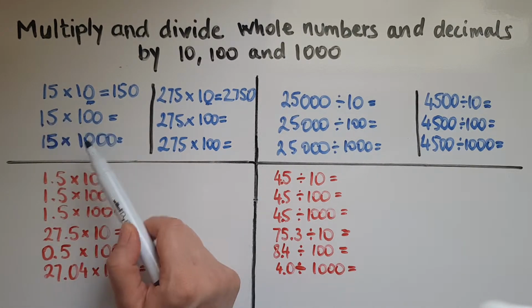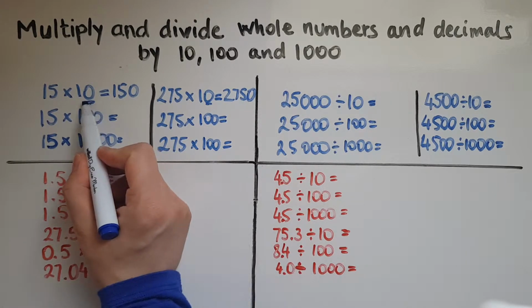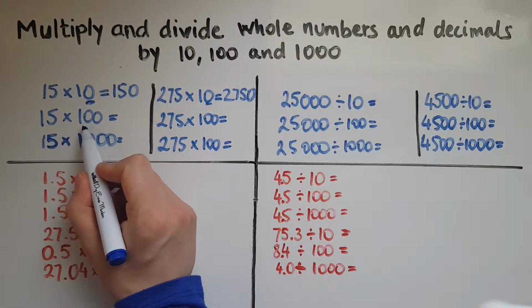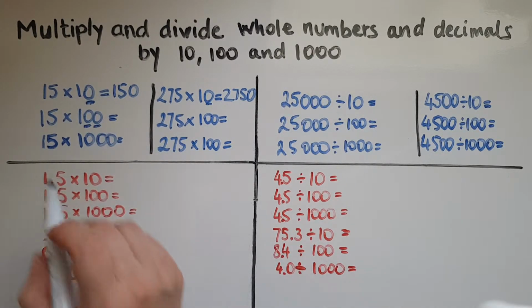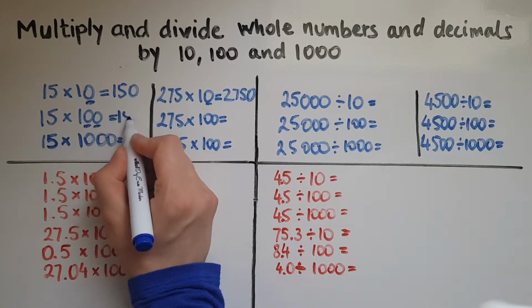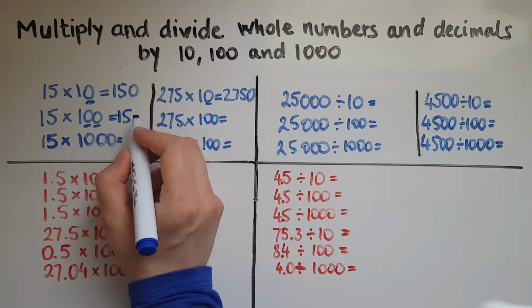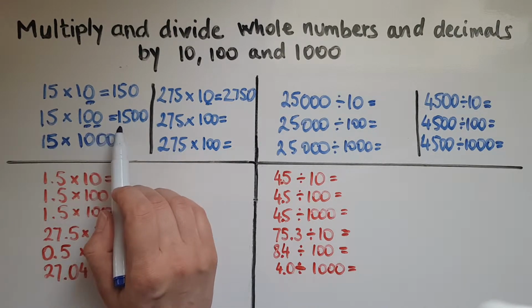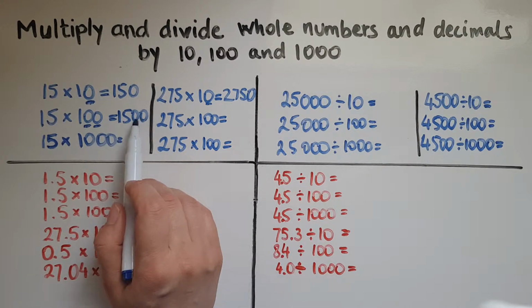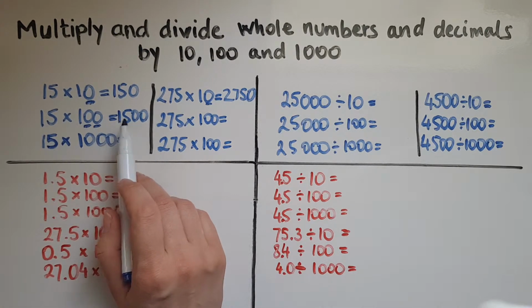15 times 100, what do you think is going to happen now? Now, I underlined the 0 when we multiplied that by 10, so I'll underline the zeros again when multiplying by 100. So I'll write 15, and I'll add this time not 1 zero, but 2 zeros, because there are 2 zeros in 100. And look at the number, it's become 1,500. So 100 lots of 15 make 1,500.